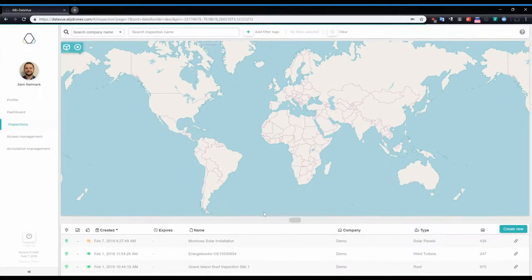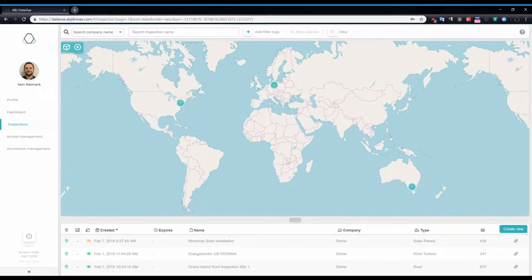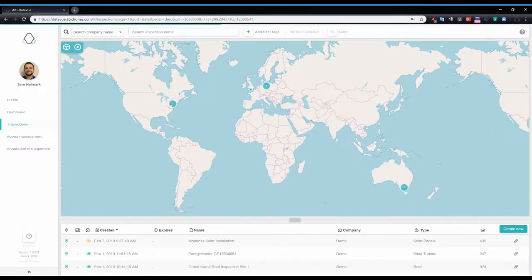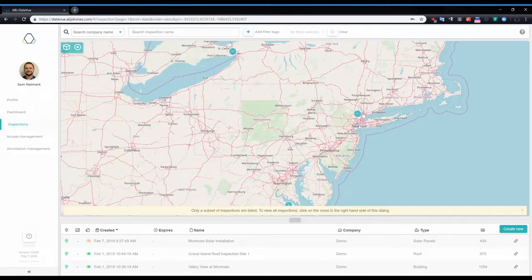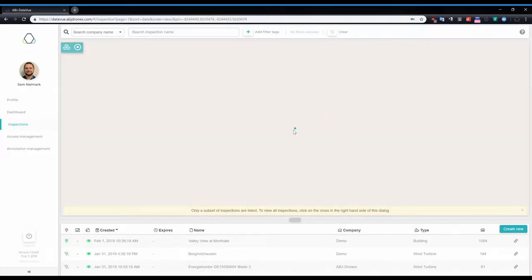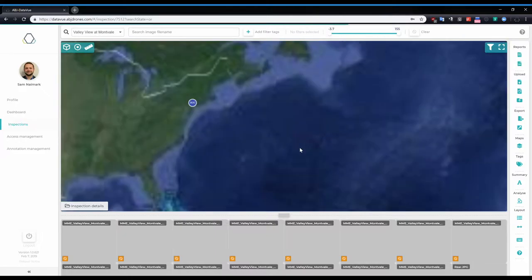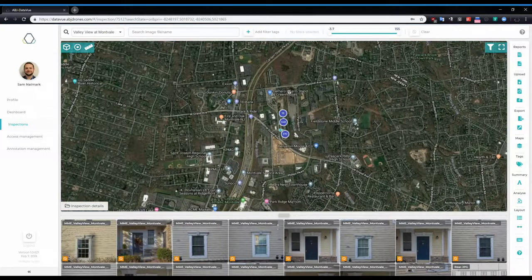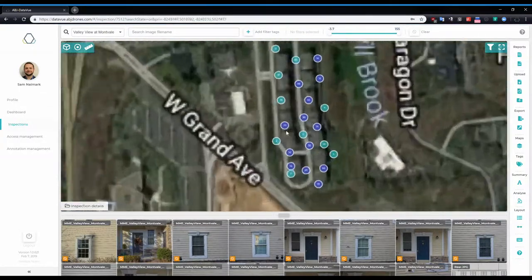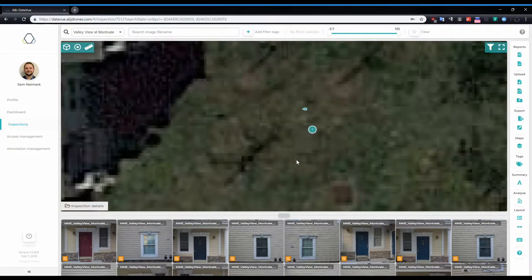The DataVue solution combines all current and legacy data in the cloud, so it's accessible from anywhere at any time. Because this state-of-the-art platform is location-based, all your images and video are annotated and geotagged, enabling you to pinpoint exactly where issues exist.